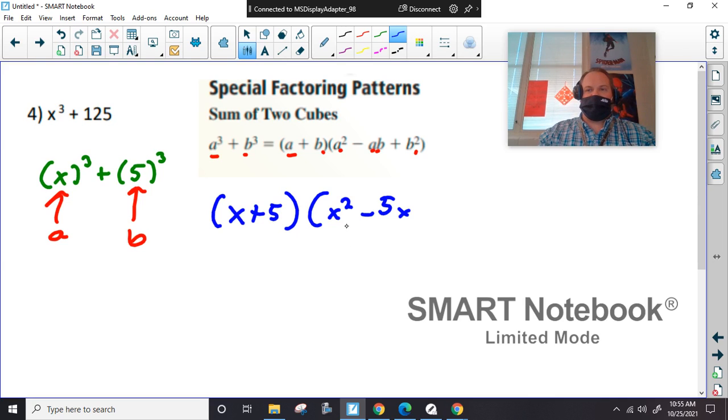Somebody just asked where we got the 5 from. Okay. The 5 is the cube root of 125. If you actually go back and look at this video, like 20 seconds before this, I explained that. Because I needed it to break down into this form so I could do this.